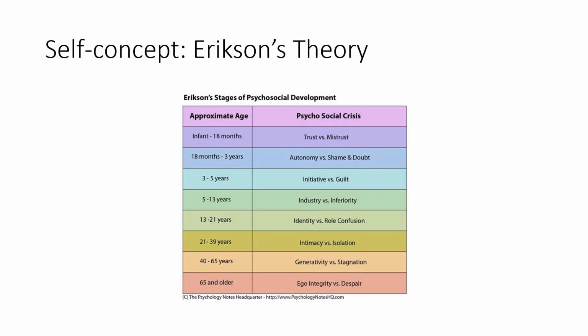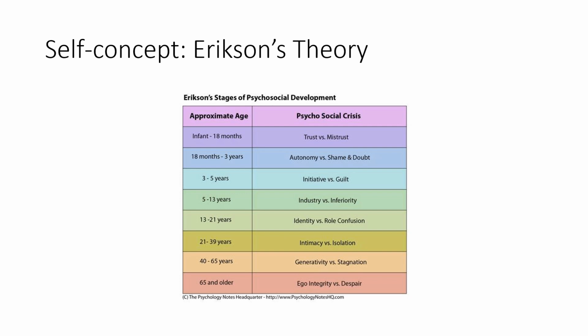5 to 13 years, industry versus inferiority. So we're doing well versus I'm not getting this. This is inferior. I'm inferior. 13 to 21, identity versus role confusion. We went over some of this in the first PowerPoints, and I want you to make sure you look over what these are: trust versus mistrust, autonomy versus shame, initiative versus guilt. I want you to make sure you at least know what those are again and revisit those different roles.